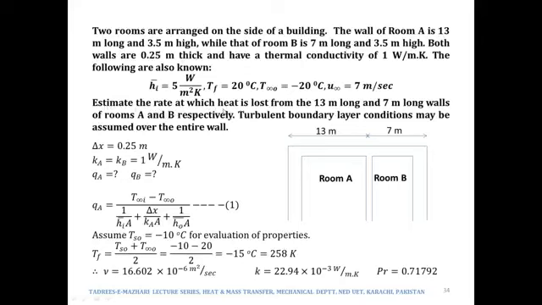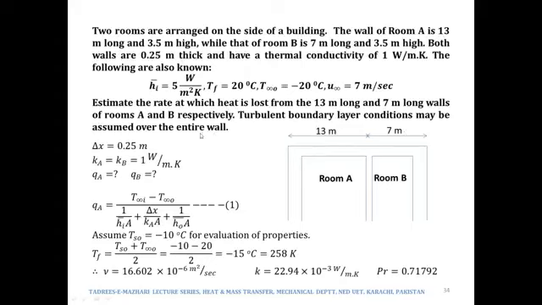Estimate the rate at which the heat is lost from the 13 meter long and 7 meter long walls. So we have to find out the rate of heat loss, because inside the temperature is plus 20 and outside temperature is minus 20 degrees Celsius. So the heat will flow from inside the rooms to outside the rooms from those walls, which have lengths of 13 meter and 7 meter respectively for A and B.